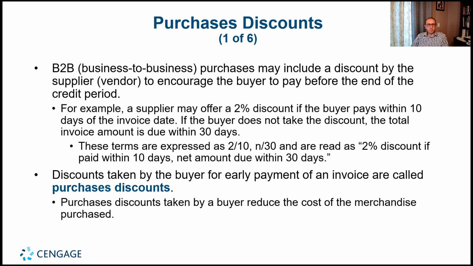Discounts taken by the buyer for early payments of an invoice are called purchase discounts. So these kind of discounts, we call them purchase discounts. So purchase discounts taken by the buyer reduce the cost of the merchandise purchase. I want you to be aware that purchase discount is different from something called quantity discount, where you get a discount when you buy a larger order. That's a different thing, and in accounting, we don't have any special treatment for this. But for purchase discount, this is something we have to pay attention to.